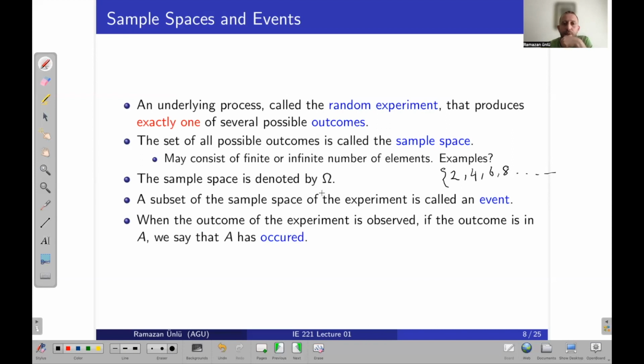And I say the sample space will be denoted by the capital omega. Also, a subset of the sample space of the experiment is called an event. In our example, the event is getting head or tail. When the outcome of the experiment is observed, in our example we get the tail or head. And if the outcome is in A, we say that A has occurred. So this event has occurred.